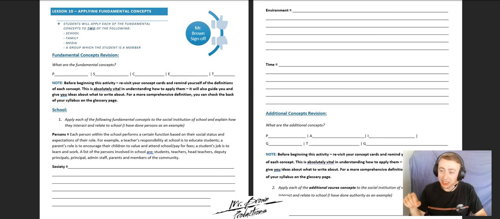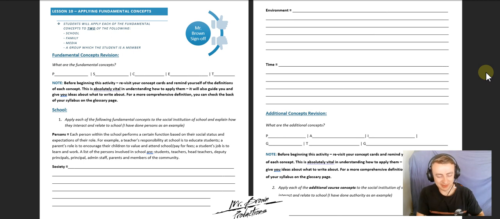We are going to be applying fundamental concepts to two social institutions of our choice. But because we're overachievers in this class, what we're also going to do, which I know you're so pumped for, is apply the additional course concepts to each of these social institutions as well. Look guys, I'm going to be honest, I had to pause the video there.